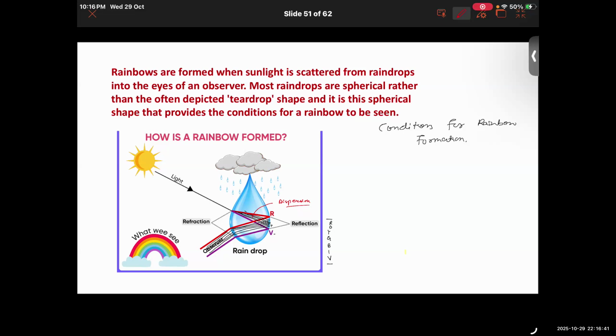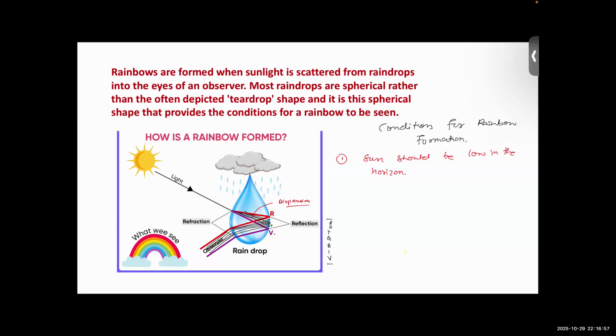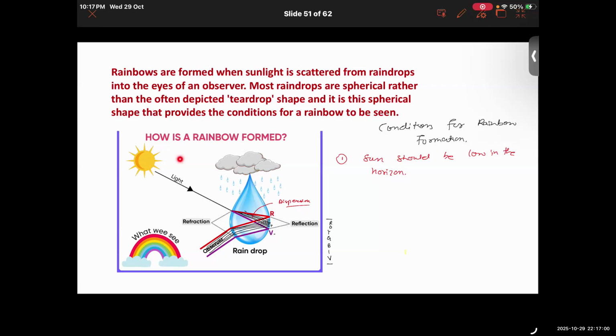So condition number one, the sun should be low in the horizon. Because you guys yourself think about it. Like if the sun were directly above, and these are the rain droplets, then how can the reflected rays of light reach you? Suppose the sun is over here, and these are the sun's rays falling on it. After refraction, the light will go over here like that, so you can't see it. Understanding the logic behind it?